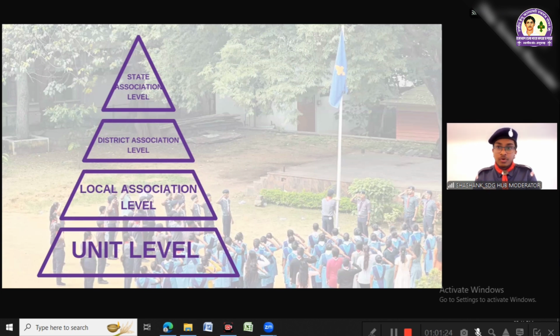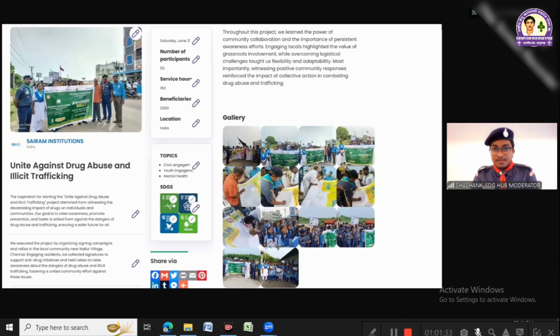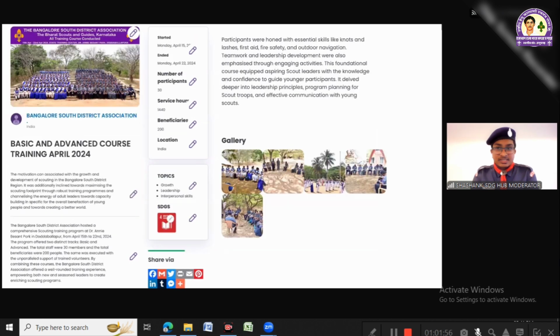Some examples of this: the first example is a unit level account. If you see, there are 50 participants and the entire service hours of this go to the institution or group, so that all the 50 people are not claiming 50 times the service hours. Moving forward, this is a district account. So you can see this training course has been organized by the district and it has participants from various different local associations. And hence, to ensure that it is not unfairly divided, all the service hours will be credited to the district account.